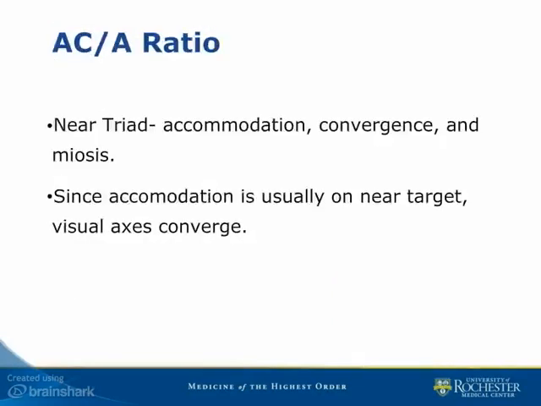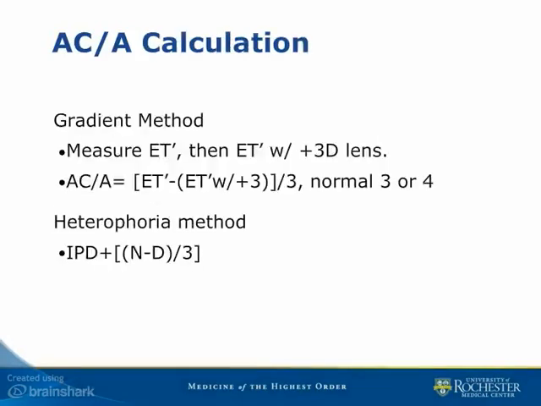Okay, to understand the AC/A ratio, you have to understand the near triad, which is accommodation, convergence, and miosis. And since accommodation is usually on a near target, the visual axes are supposed to converge. It's interesting that when you look at testing in the lab, convergence typically is pretty accurate, but the accommodation can be somewhat sloppy. So our exact measurement can vary depending upon how hard the patient's trying. There are two ways to calculate the AC/A ratio, and we'll probably go over this in the lecture hall because it's a little bit easier than just trying to write it out like this.